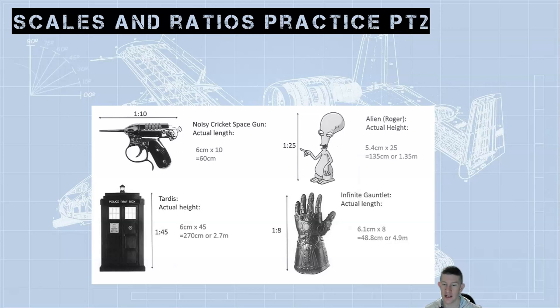And the Infinity Gauntlet, clearly something has gone wrong. The thing is 4.9 meters long, so either Thanos is an absolute giant, or I didn't check my maths before I did this, and the answer is complete nonsense. However, the answer is correct mathematically. So 48.8 centimeters, or, wait a minute, I see what I've done. It is not 4.9 meters, it's 48.8 centimeters. That does not equal 4.9 meters. Bad. Ignore this. 48.8 centimeters is the length.